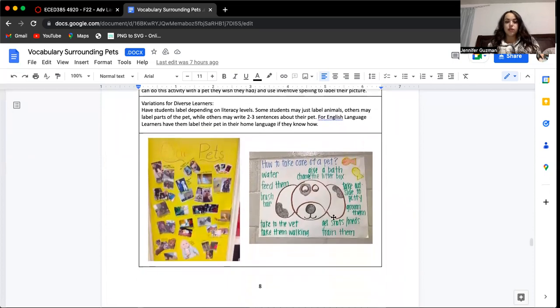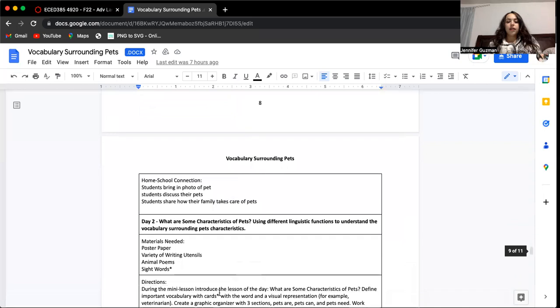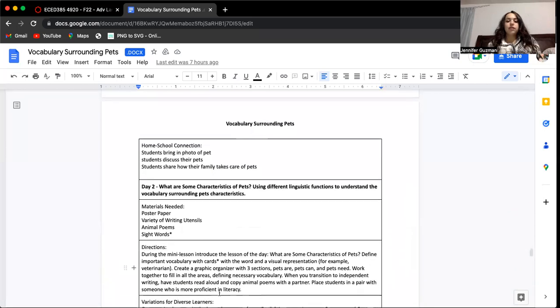So here the students would create a poster board, and then they could write, or we could write for them, how to take care of a pet. The student gives us ideas and we jot them down. Here's another poster board. We can write our pets and the students bring the picture of their pets and then we share them. Day two, what are some characteristics of pets?